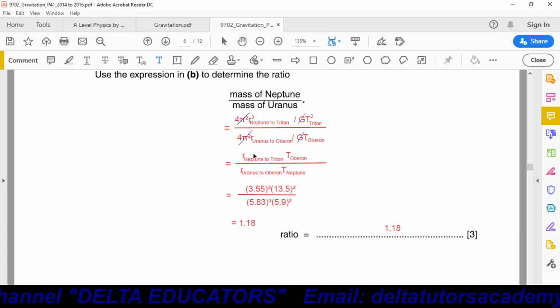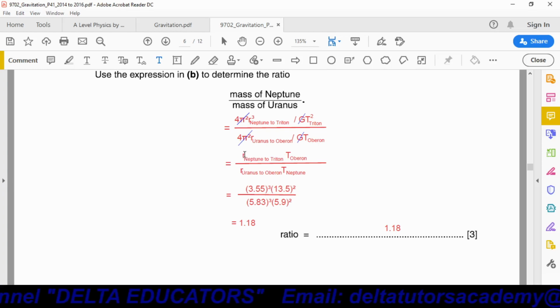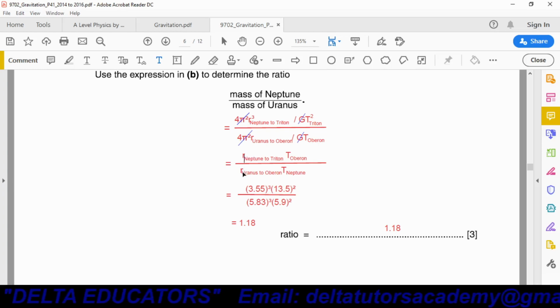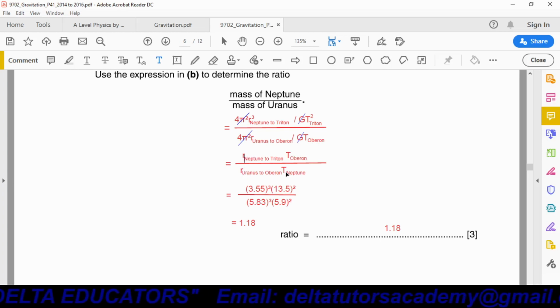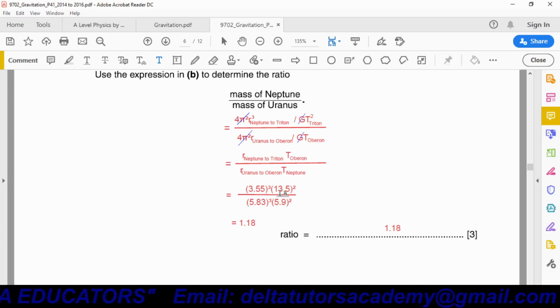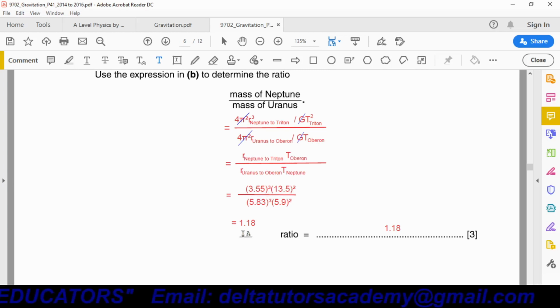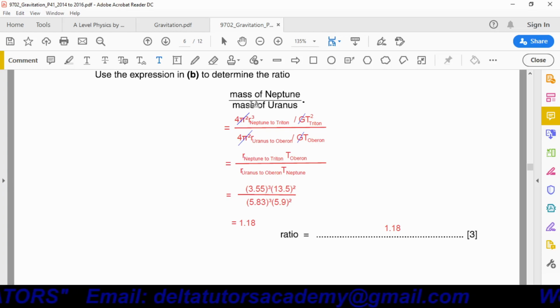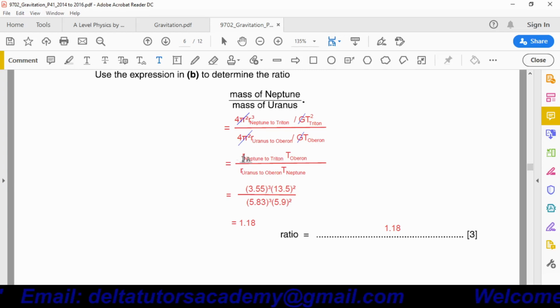Okay, one thing more, it is cube. It is r cube. It is t square. So we have to substitute the values and we will get the answer 1.18. 1.18 is the ratio of two masses. That's why there will be no unit. The answer is 1.18. Please remember this one.